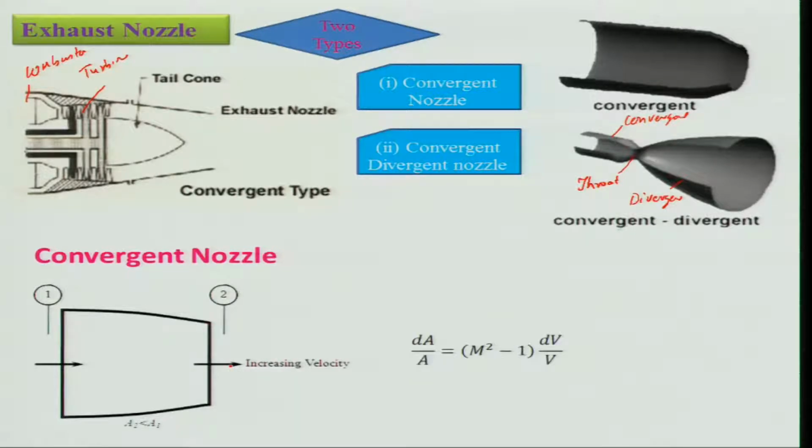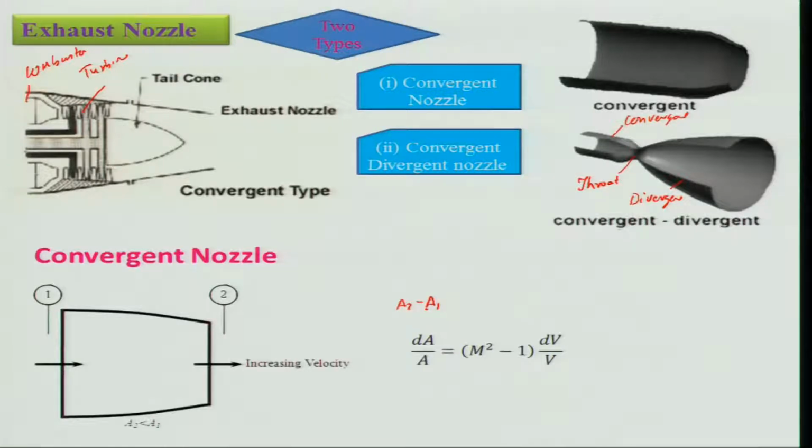So, to discuss it further, we will invoke a relationship which we derived in the last lecture, that is dA by A is equal to (M square minus 1) into dV by V. That means, if there is a decrease in this cross sectional area, that is A2 is less than A1, right.